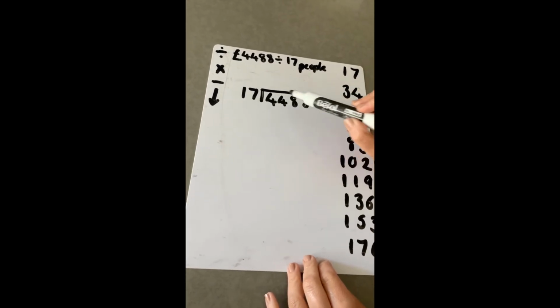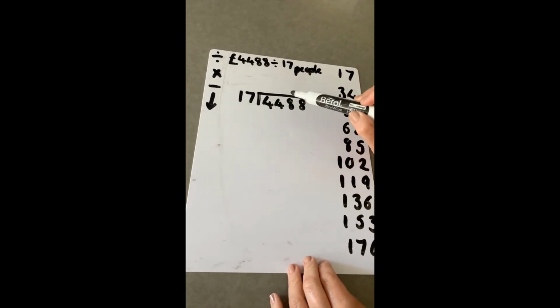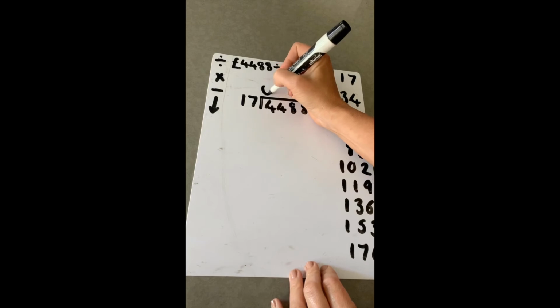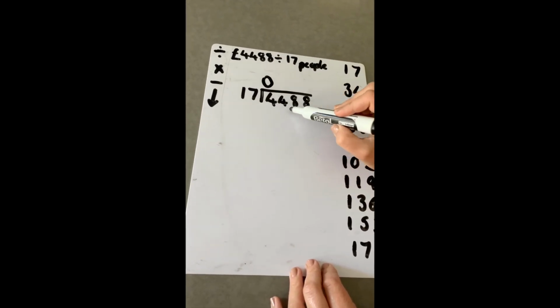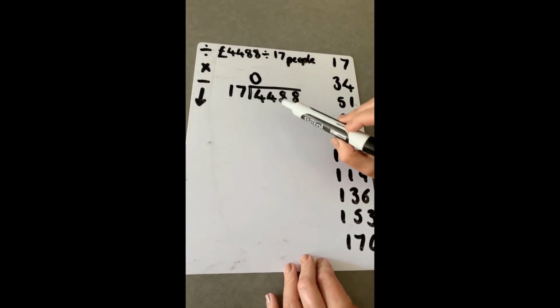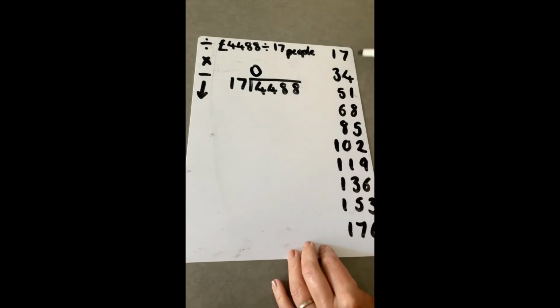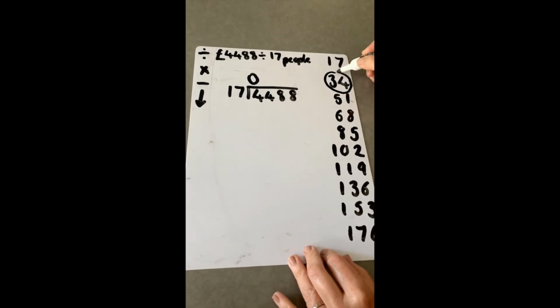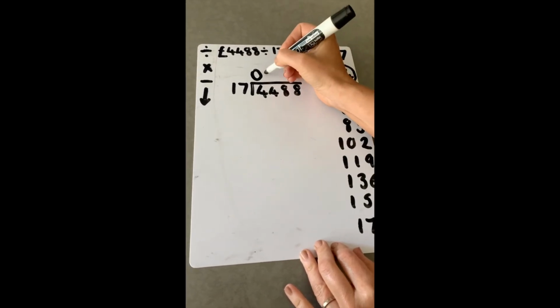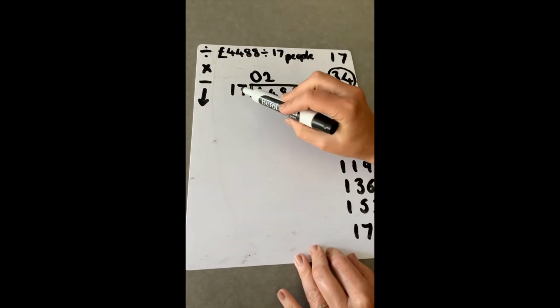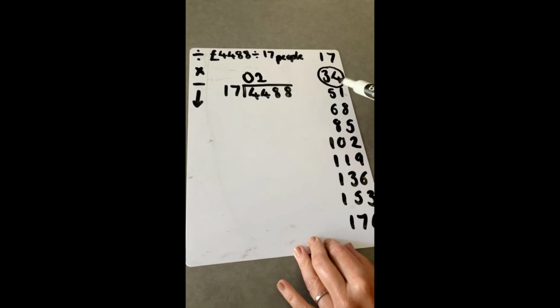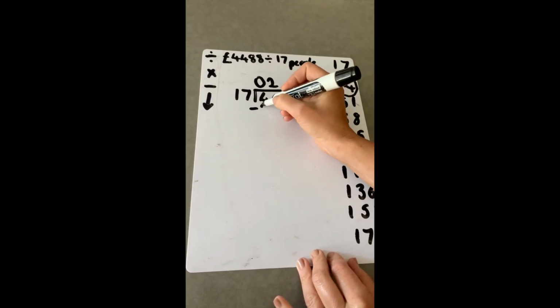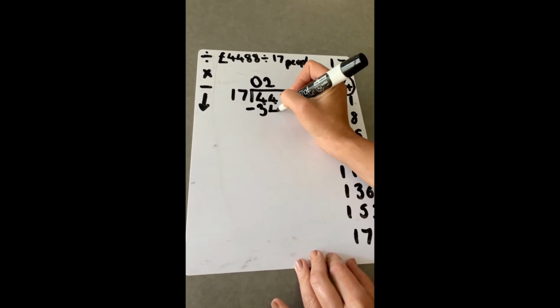17 doesn't go into 4, okay? 4 is too small. So I'm going to put a 0 above that 4. Now we've got the number 44. So 17 into 44. Let's check 1, 2. So circle around that to remind us. And we'll write the number 2 here. Now we know that 17 times by 2 is 34. So we can subtract that 34 from 44.